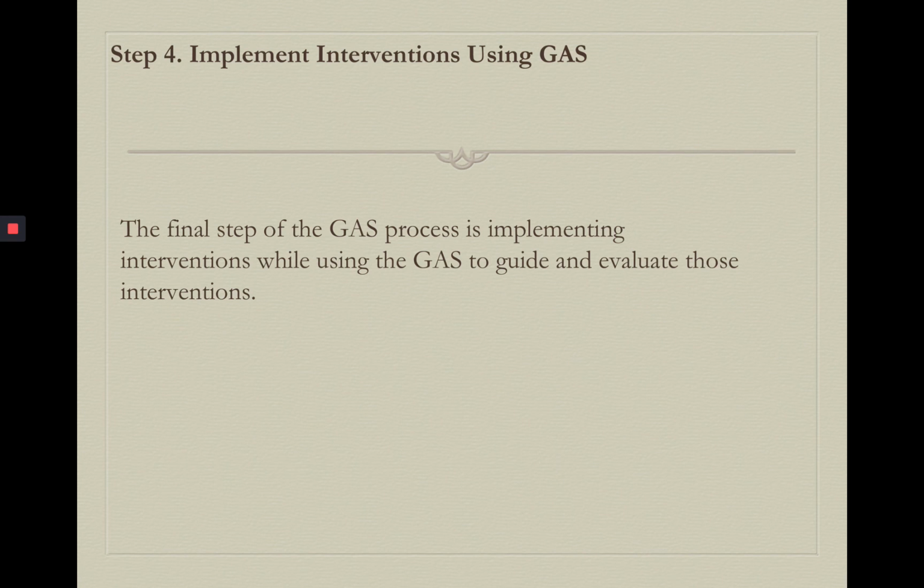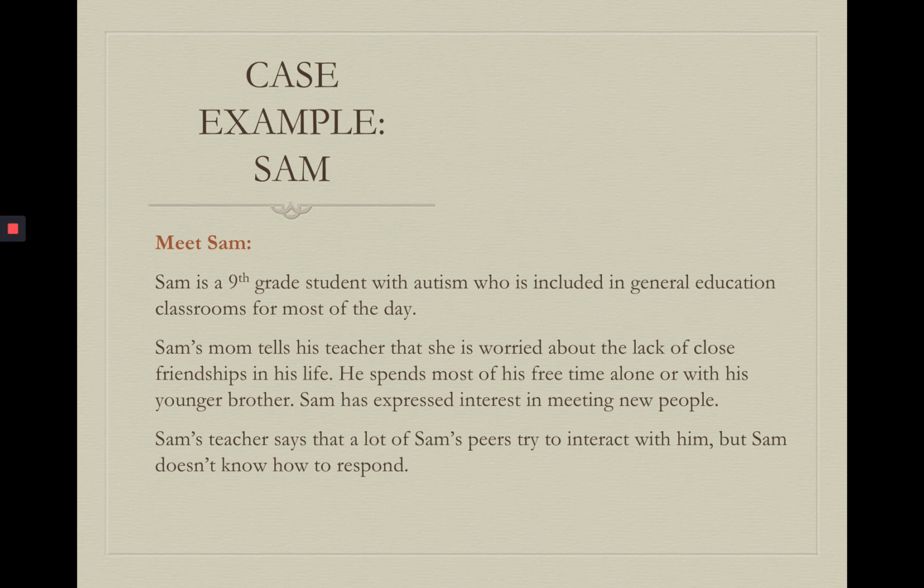So step 4 is that you actually start teaching. You start teaching, and you're going to use this goal attainment scale to evaluate the effectiveness of your instruction or intervention. You're seeing whether or not they're making progress on that scale. All right. So let's actually use an example here.